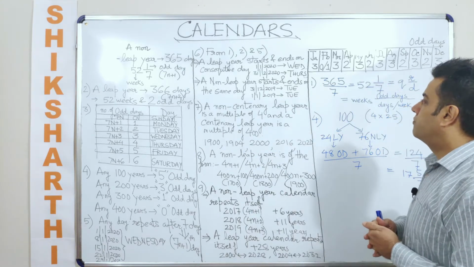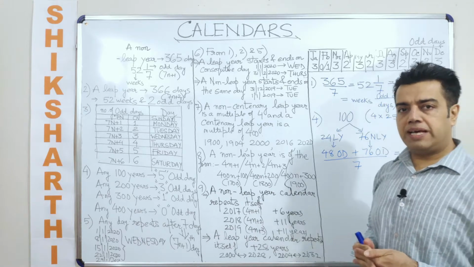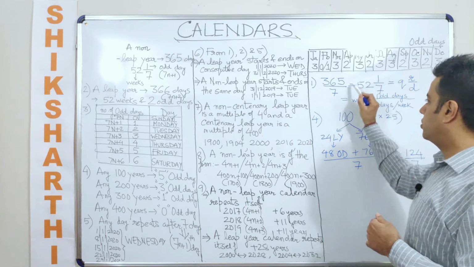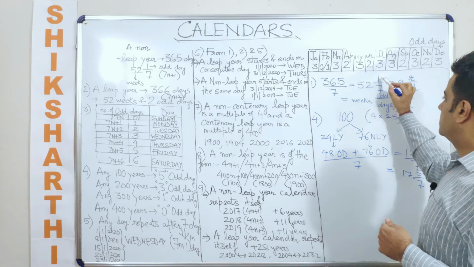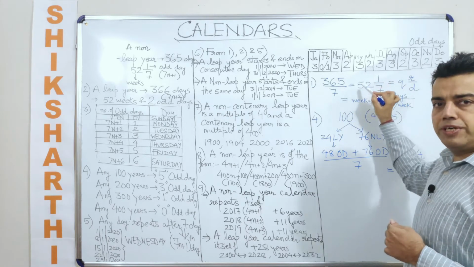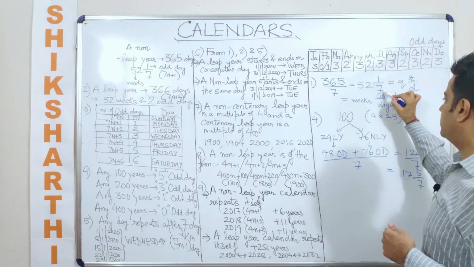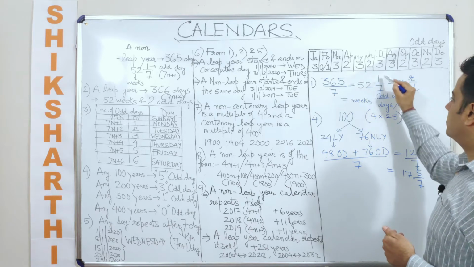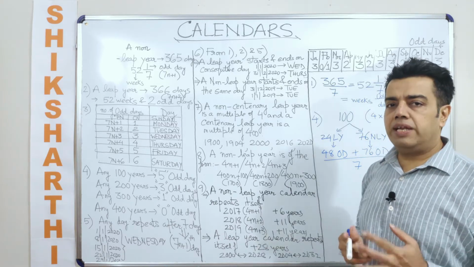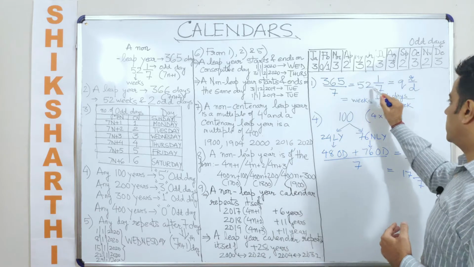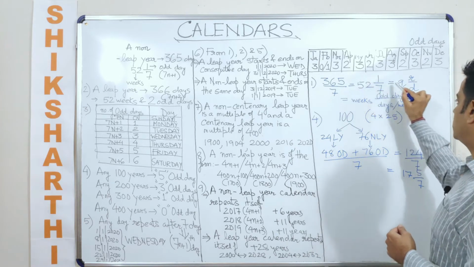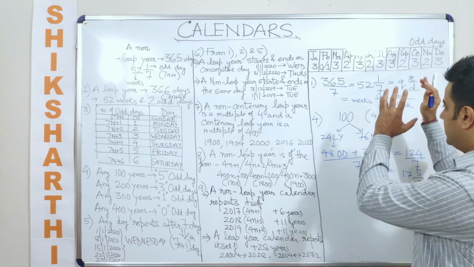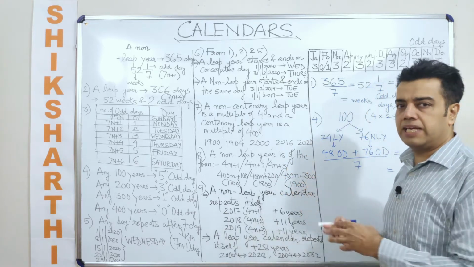We know that a non-leap year has 365 days, right? So when I divide it by 7, I get 52 weeks. So I get the quotient as 52, the remainder as 1, and the divisor was 7 itself. As discussed already in my video on fractions, this is called a mixed fraction, wherein this is the quotient, this is the remainder, and this is the divisor.